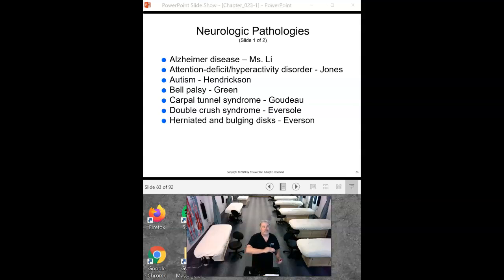And by the way, my students, fellow future massage therapists, this is one of those things that's on a spectrum, right? We all have symptoms at times of ADHD. Some people have it much, much more severe than others.